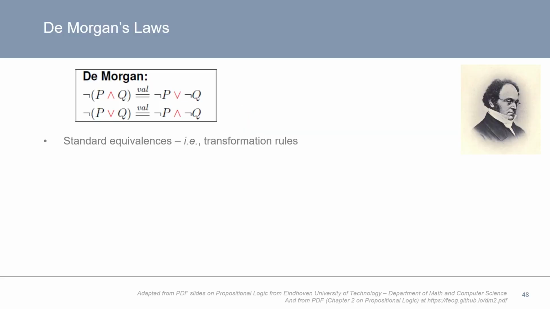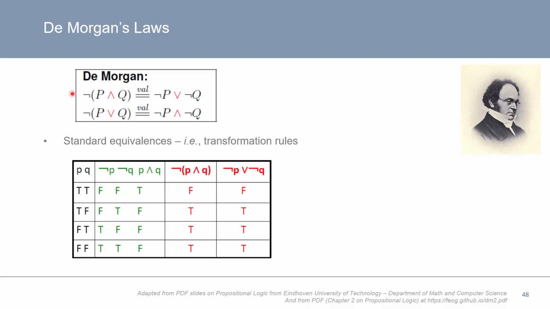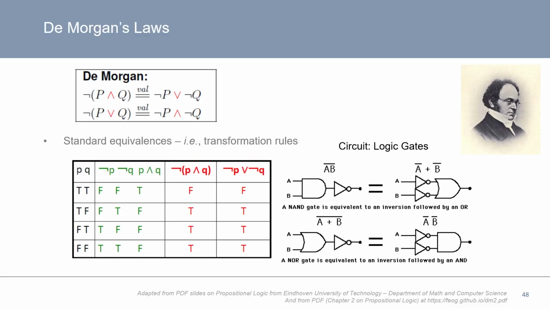Our next standard equivalence is called De Morgan's law. Here we have not (P and Q) is equivalent to not P or not Q, or also not (P or Q) is equivalent to not P and not Q. Focusing on this first rule, we have the truth table demonstrating the equivalence of both propositions, not (P and Q), and not P or not Q. Of note, this rule is also foundational to logic gates in circuits.